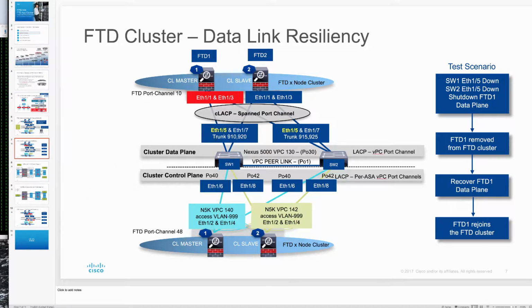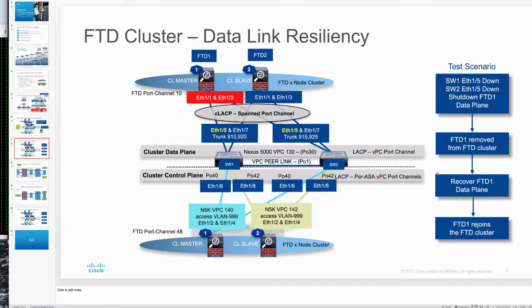What we're going to do here is focus on our cluster master, and we're going to shut down dual attached links that are part of the VPC spanned port channel, Ethernet 1.5 on switch 1 and the same link on switch 2. This will take us through the test scenario where data links fail on this unit. It will take itself out of the cluster. FTD2 is going to become a master. Then we'll test all our connectivity to see how many packets we had lost.